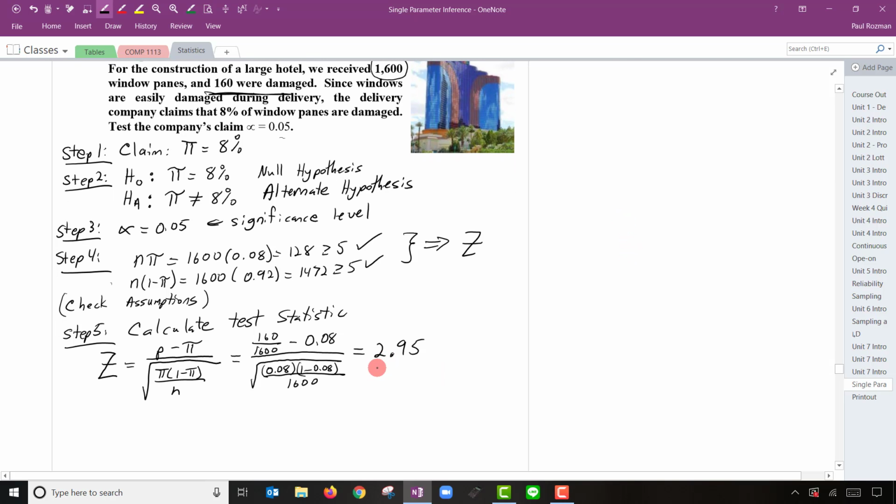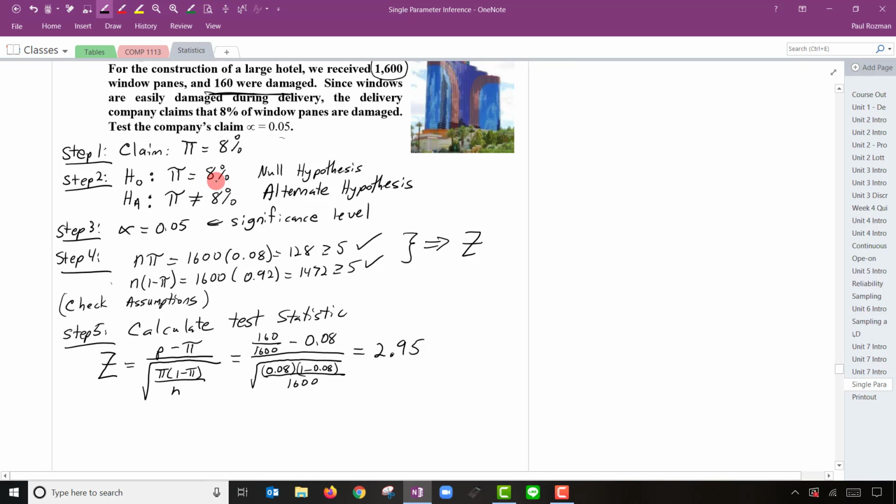Now, we've been doing this course for a long time now. You probably recognize that this is a strange z-score, right? Or it's at least borderline strange. When you have a normal distribution, if you're more than 2 standard deviations away from the mean, you tend to be unusual. So something unusual has indeed happened. 160 out of 1600 is unusual if we are assuming that the actual percentage that are defective is 8%.